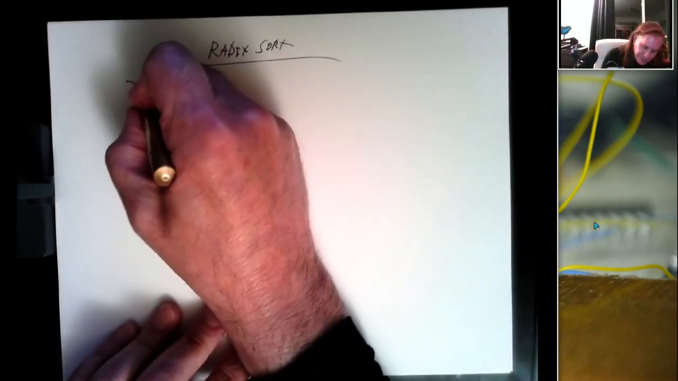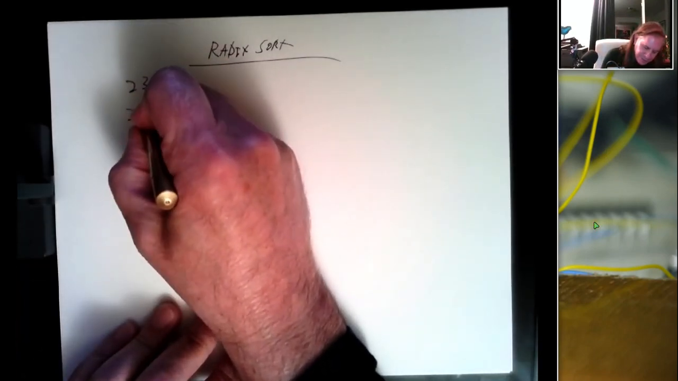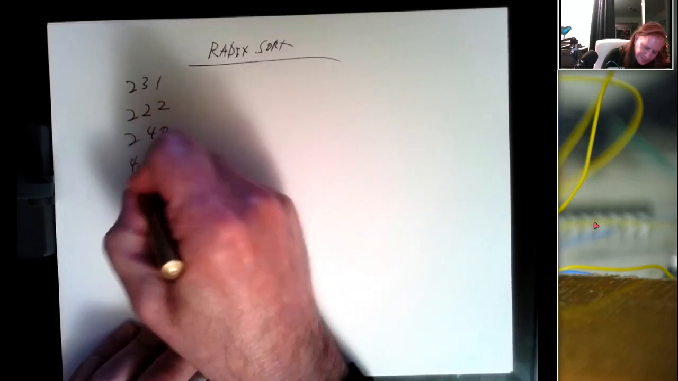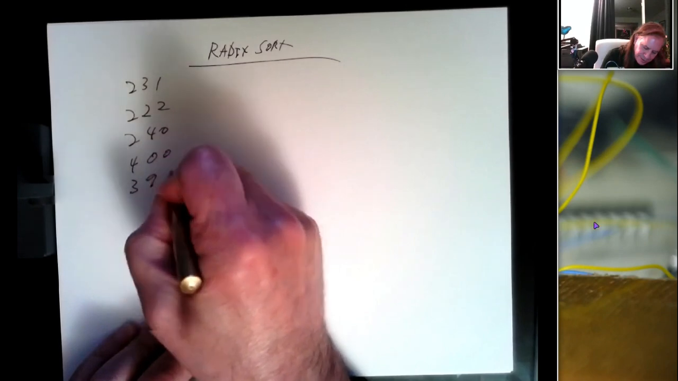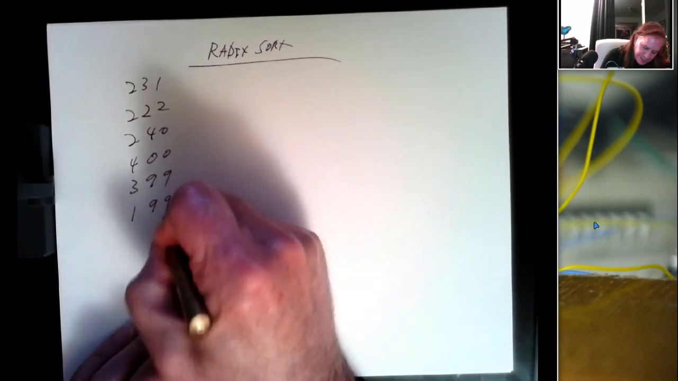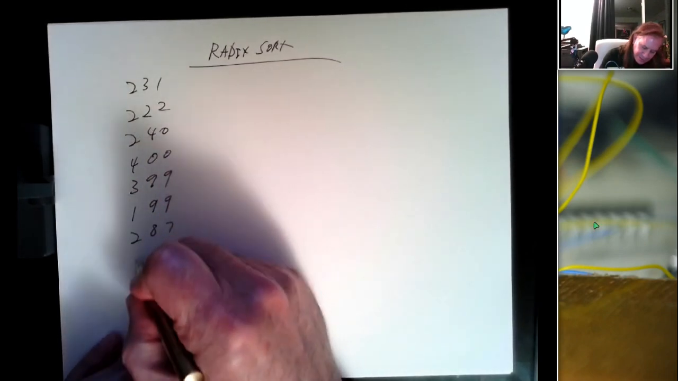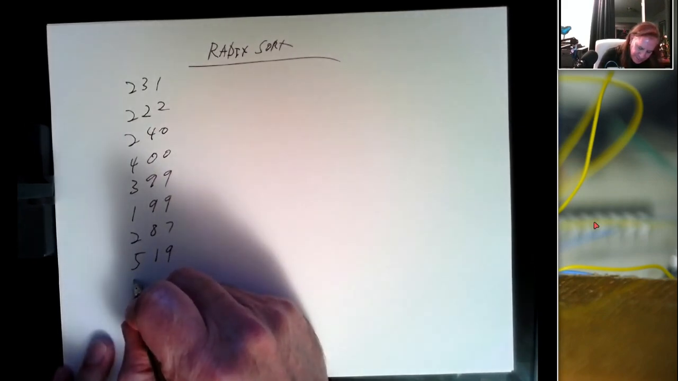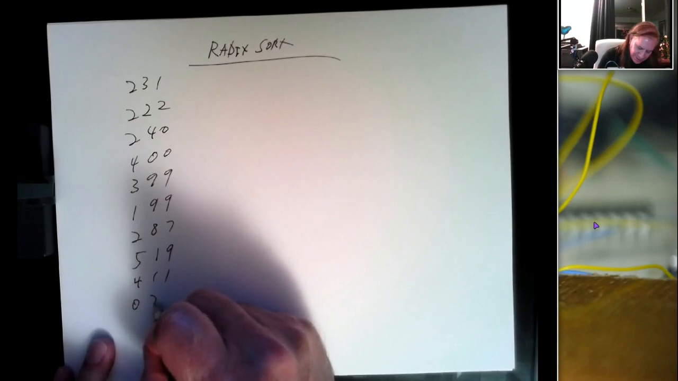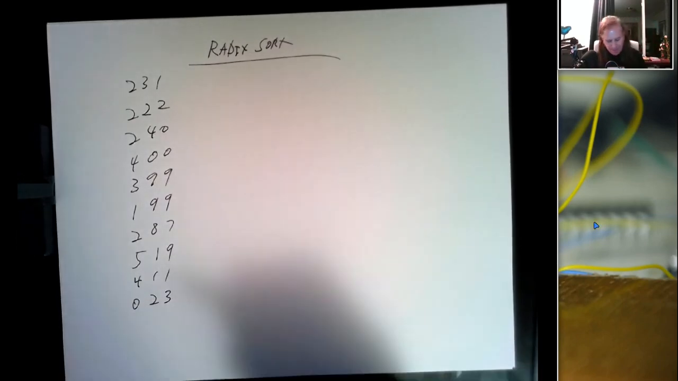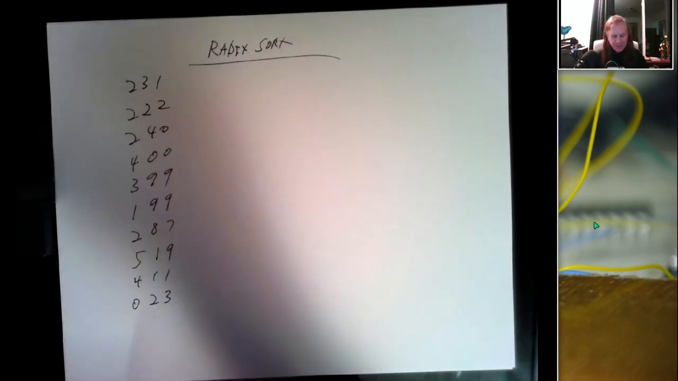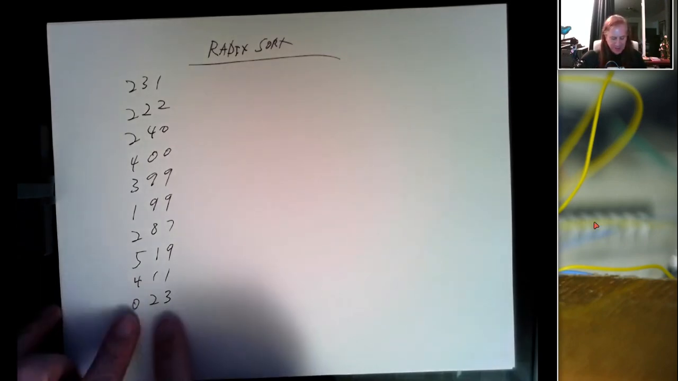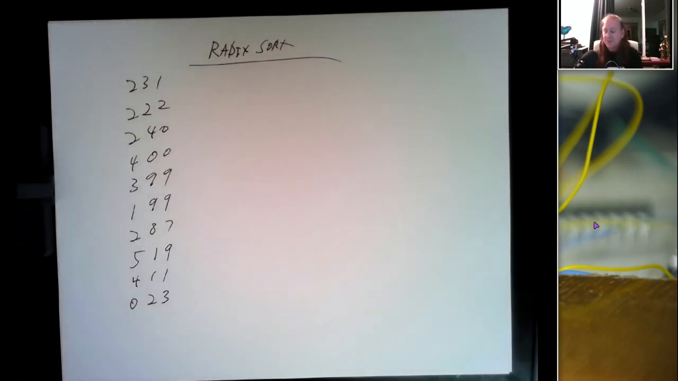So I'll do 231, 222, 240, 400, 399, 199, 287, 519, 411, and 23. Alright, so here's a list of 10 numbers. They're 3-digit numbers. If it's not a 3-digit number, throw some zeros in the front.